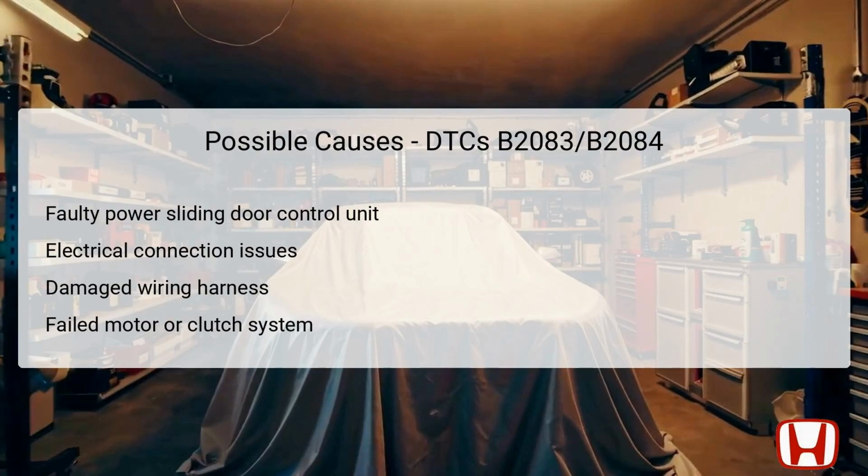Moreover, the motor or the electromagnetic clutch may have sustained physical damage or wear over time, causing either to fail to engage properly. Each of these components plays a crucial role in the operation of the power sliding door, and thoroughly examining them is necessary during the troubleshooting process.